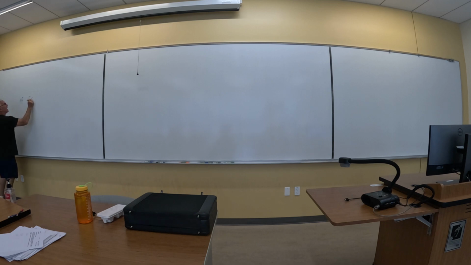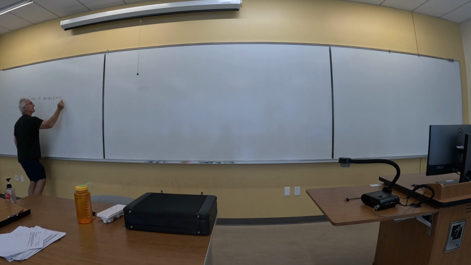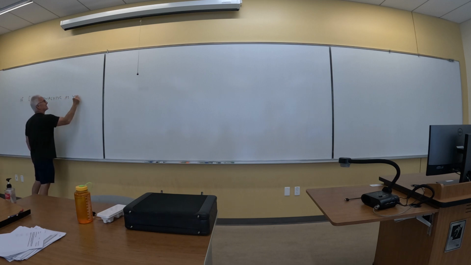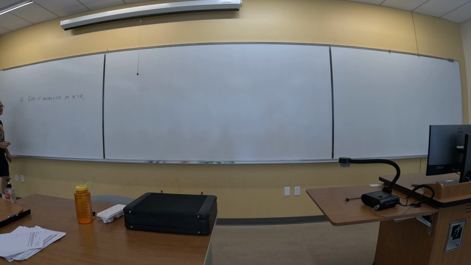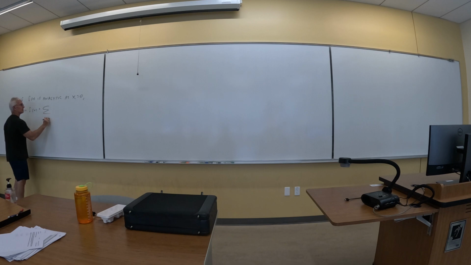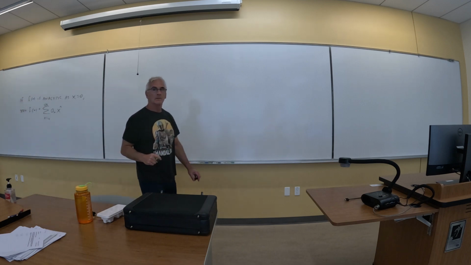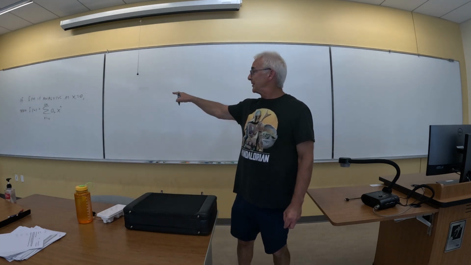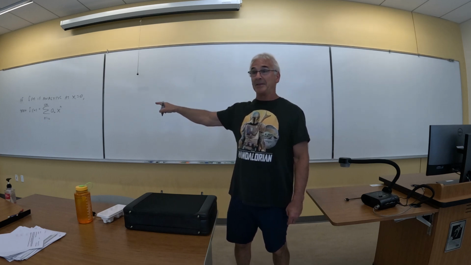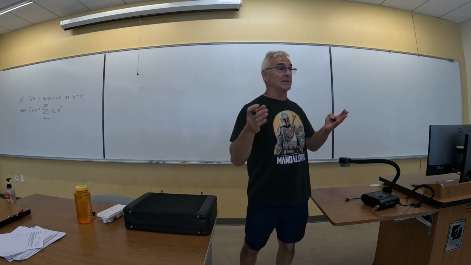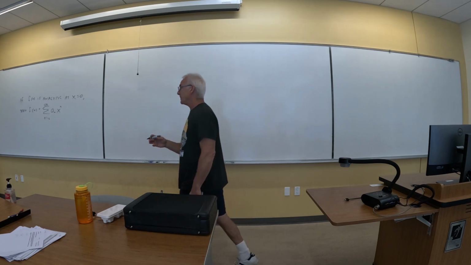All right, so if f of x is analytic at x equals 0, then f of x is equal to the power series. Now, the series that I just wrote on the right is expanded about 0 because it's in the form x minus 0 to the n. That's the most common type.